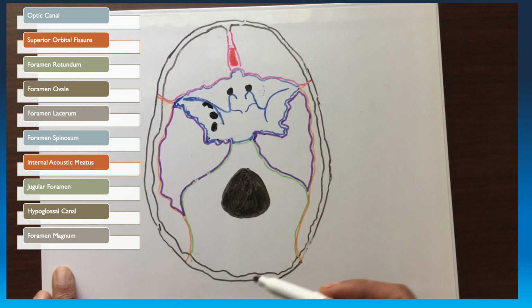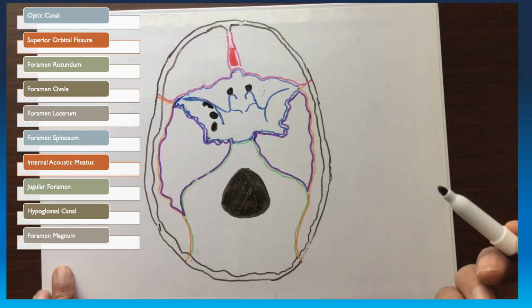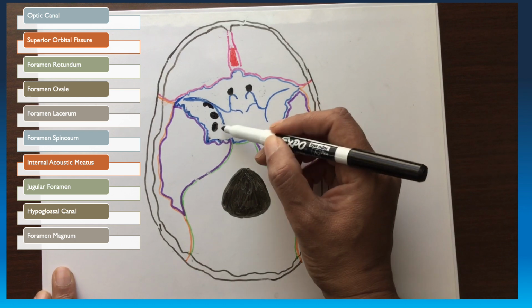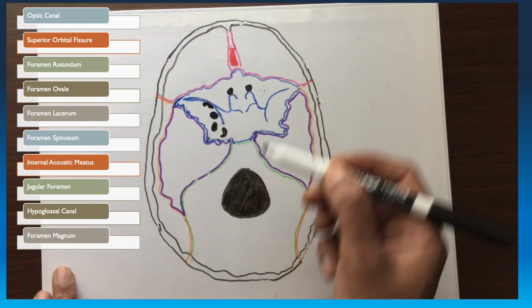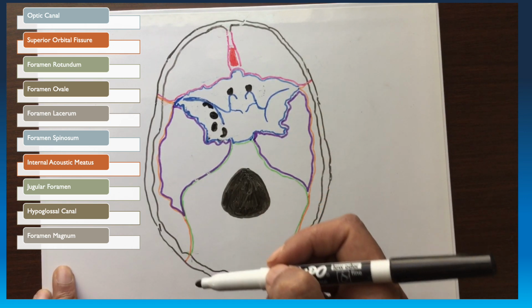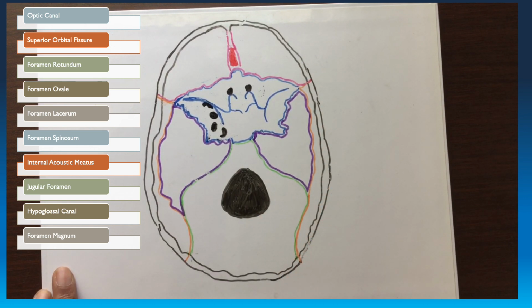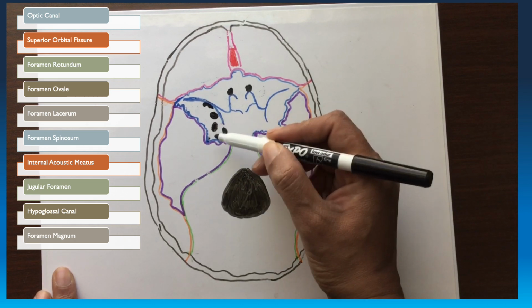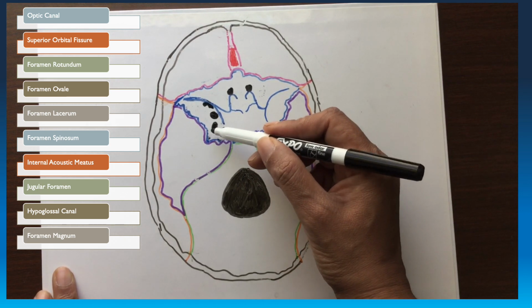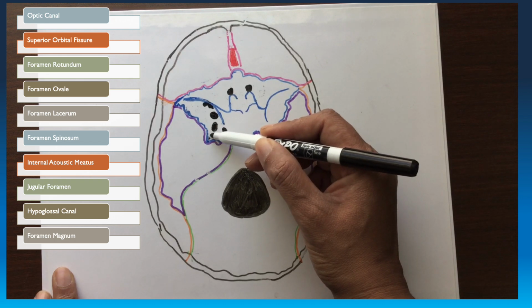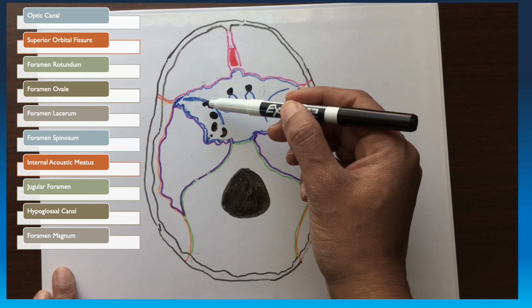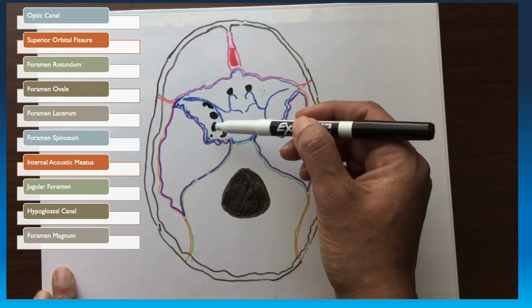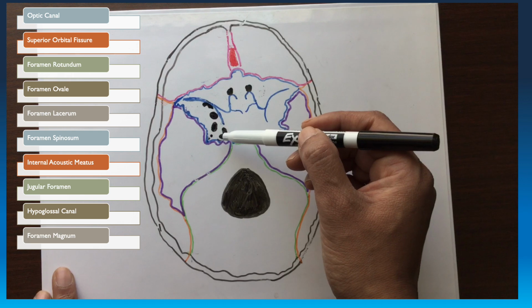So foramen ovale. And then after that, we want to find the other one, which is the lacerum. And that's more like a laceration. It's like a teardrop almost. And that's going to be right next to it, foramen lacerum. Okay, but we forgot one, didn't we? The spinosum. So that's just going to be a little dot right there. Okay, to review, optic canal, superior orbital fissure, rotundum, ovale, spinosum, and lacerum, right?